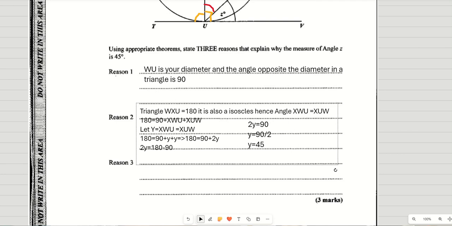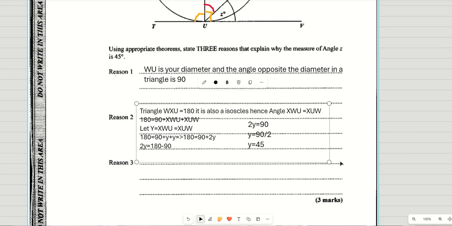Let's make this a little bit smaller. Alright, so we're seeing it.